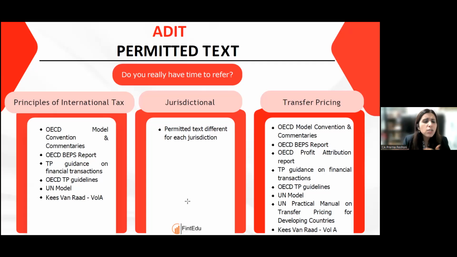Plus the questions are also more or less predictable for the other papers. But in PIT, the questions are very unpredictable. The syllabus is very bulky. It's very comprehensive. So you have to give a lot of time as compared to other papers.